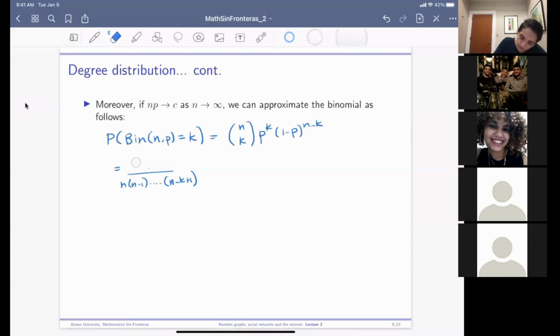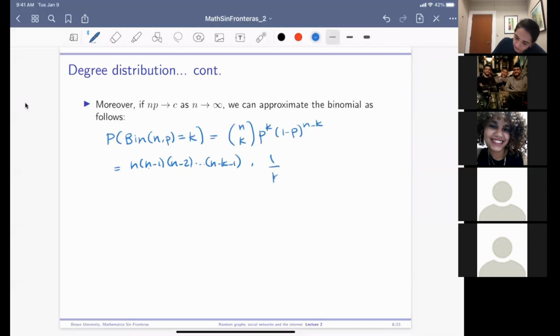And I'm going to put this already as the, sorry, I'm bringing it the other way around. n minus 1, n minus 2, all the way to n minus k minus 1. That's n factorial divided by n minus k factorial. And then I'm going to put the k factorial down here. So that's all my binomial term.